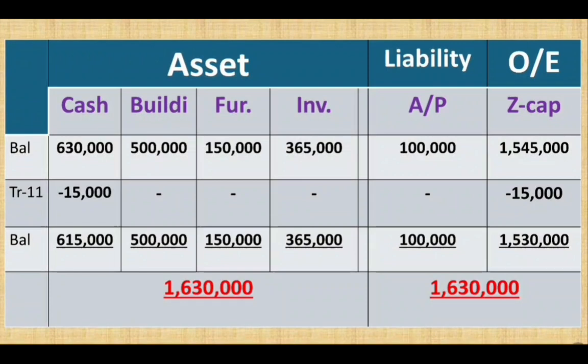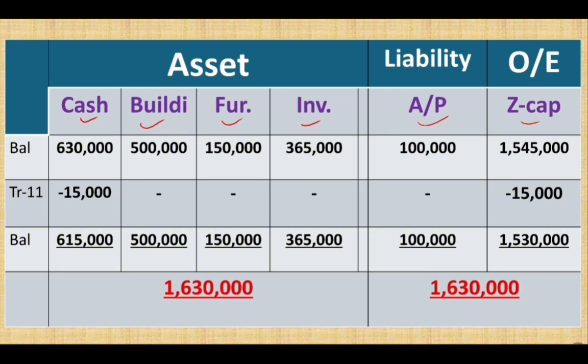So here we have our assets reduced to 4 because we no more have account receivable. So we have cash, building, furniture, and inventory. In the liability account, we have account payable. In the owner equity account, we have Z capital.